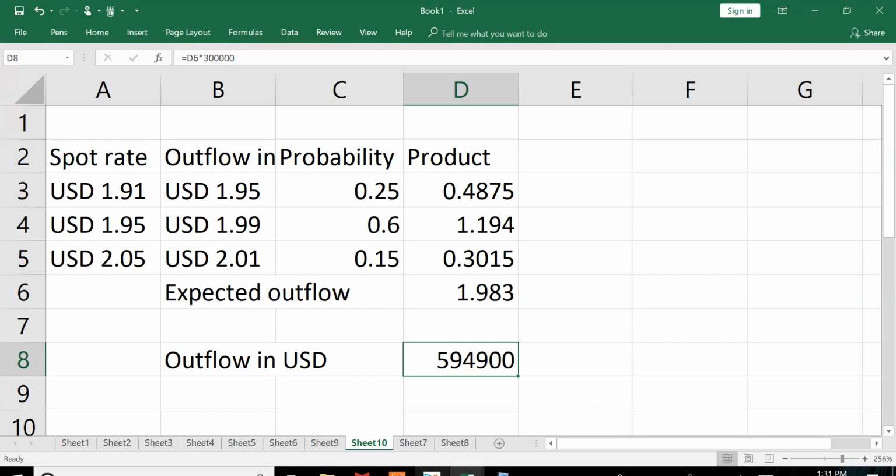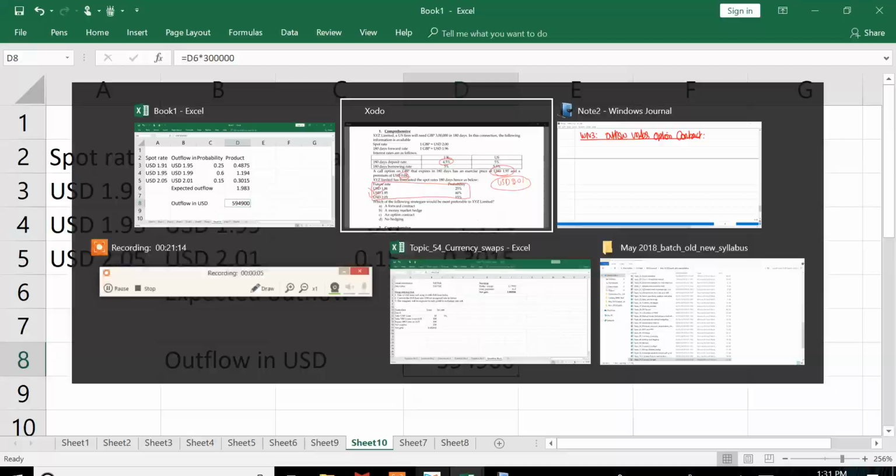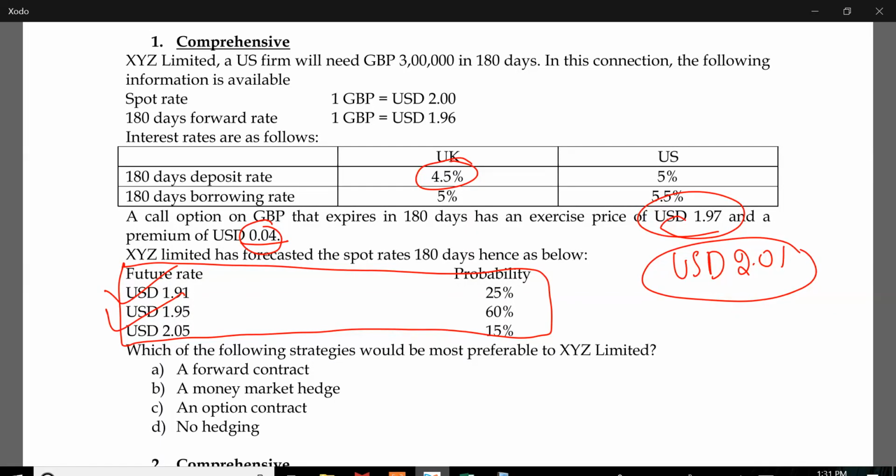Any doubts on this? Now think about what will happen if you don't do hedging and tell me the answer. Scenario 4, no hedging. So what is the spot rate? If you don't do hedging, it will be the spot rate. What is the spot rate? Yeah, 1.91 into 25%. As indicated, you will have to do the weighted average of the various expected rates. You had made certain expectations, so you will have to do a weighted average of that. If they had given me the real spot rate, I would have taken that.